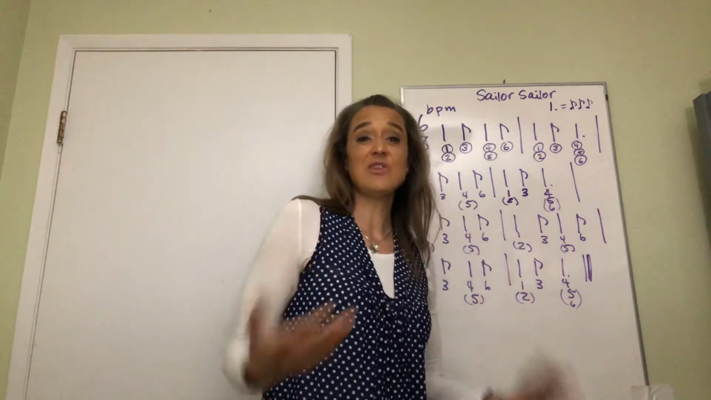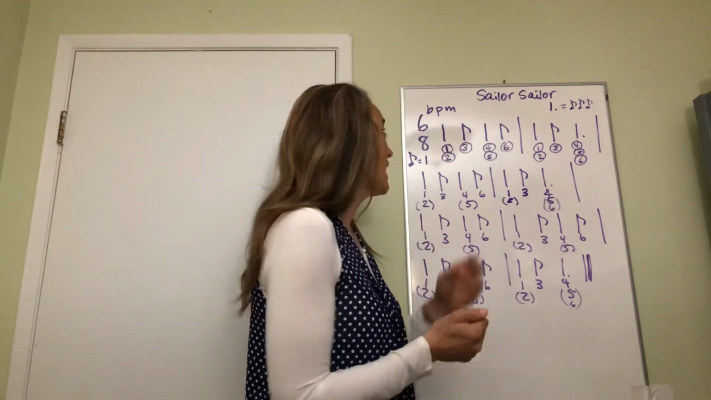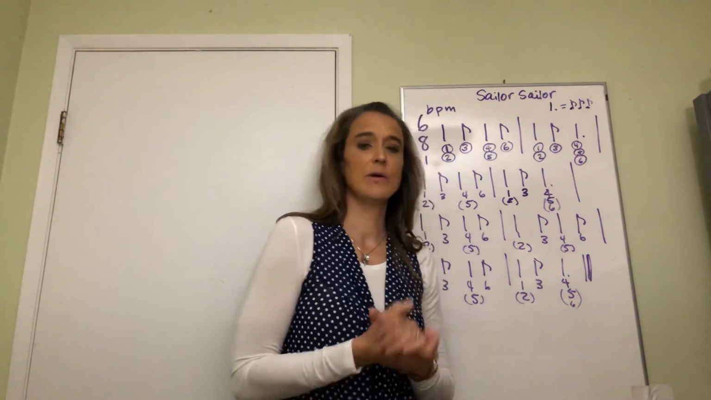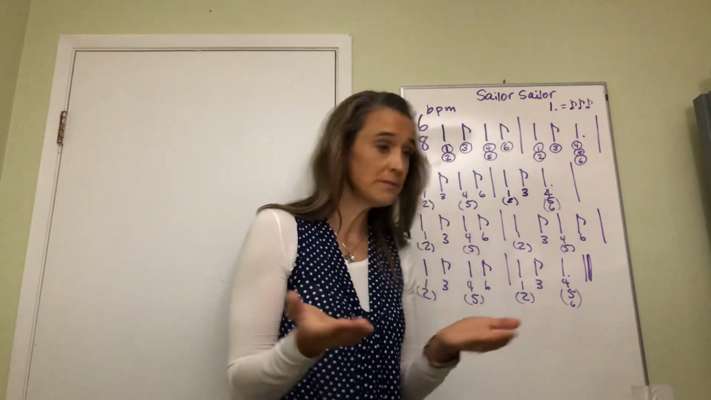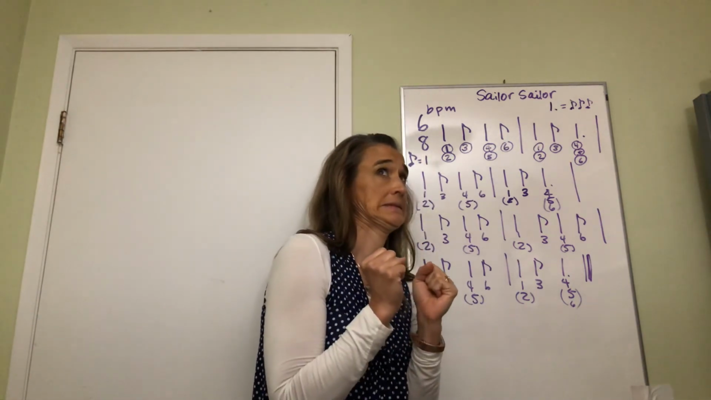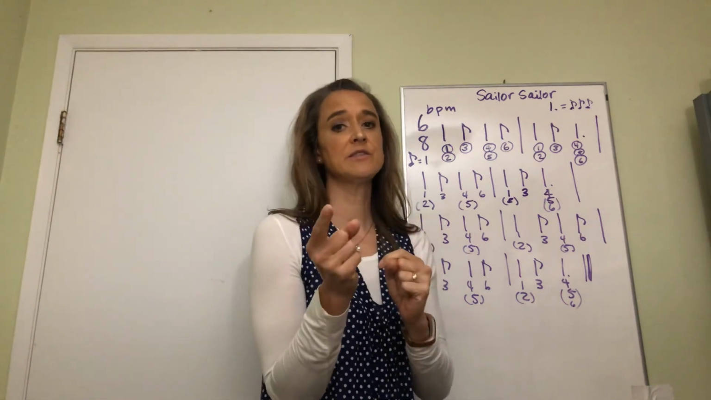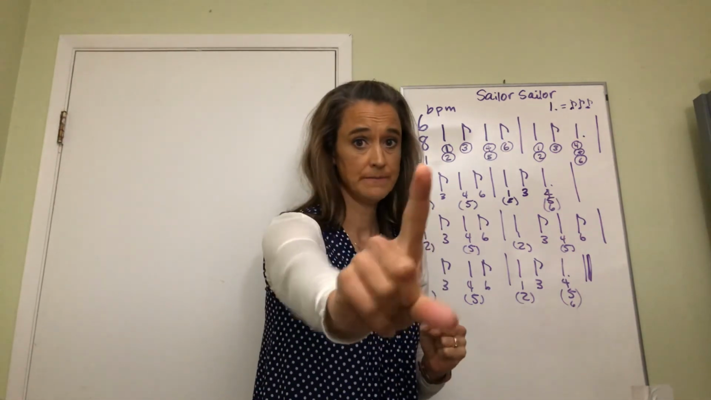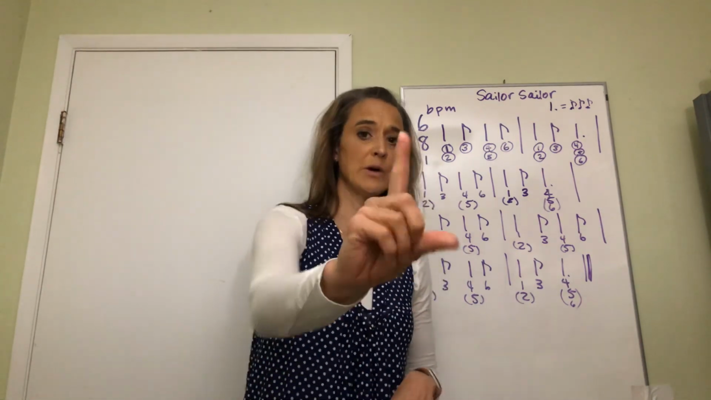Okay, you just counted 6/8 time, and you also figured out how to define 6/8. So again, the top number means beats per measure, and in this case, 6. The bottom number means the type of note that gets 1 beat. No matter what number this is, it's going to be the note that gets 1 beat.